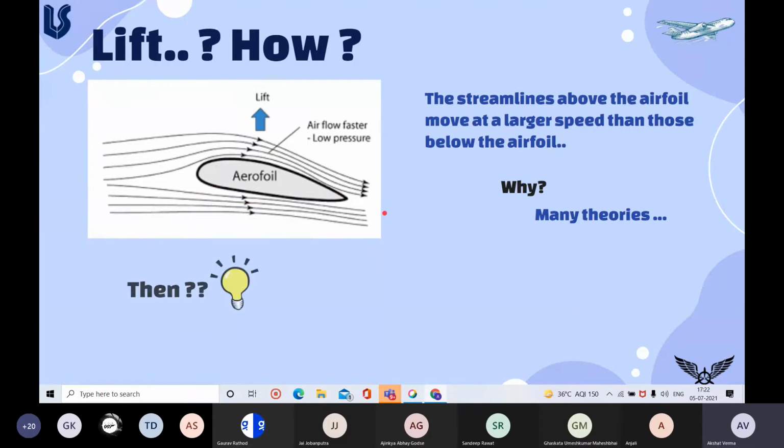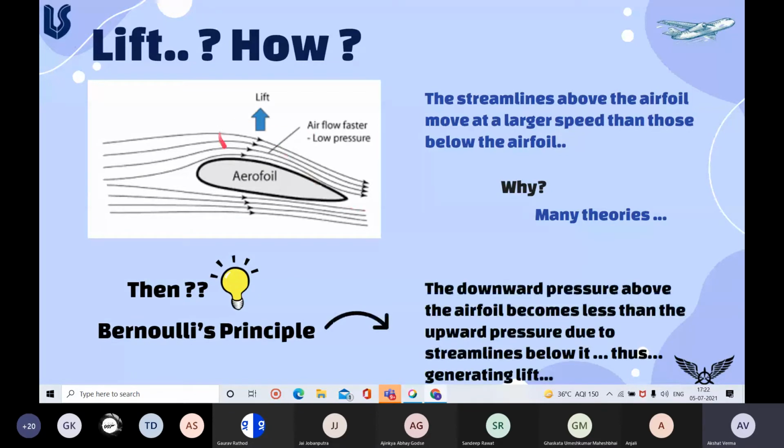And what happens because of that? So remember Bernoulli's principle. Because the velocity of airflow above the airfoil is higher, the pressure exerted by the air on the airfoil in the above part, that is the downward pressure above the airfoil, becomes less than the upward pressure due to streamlines below it.